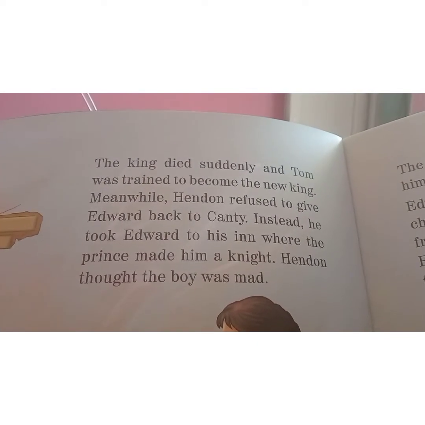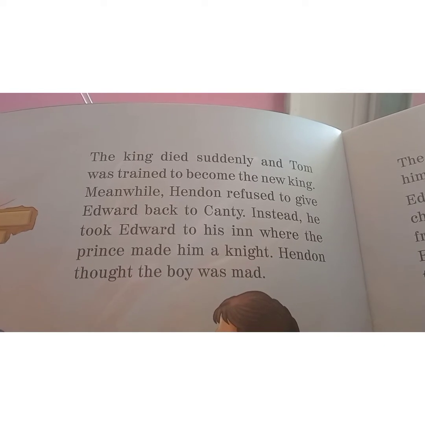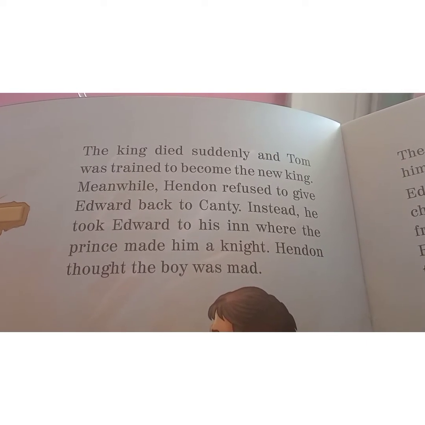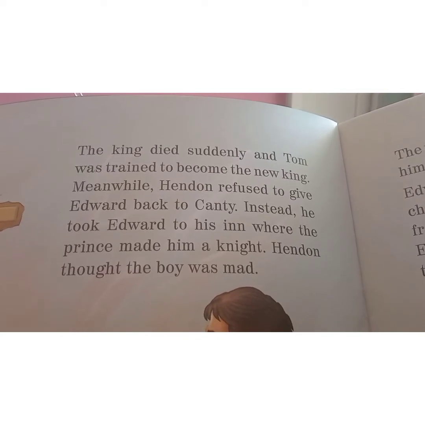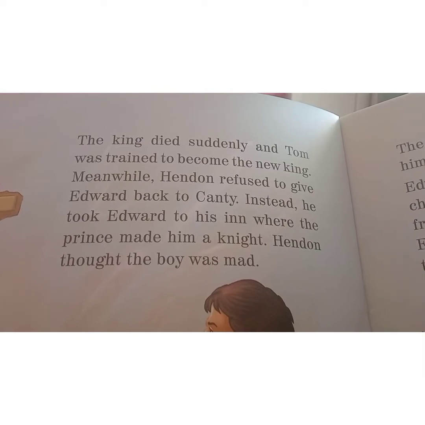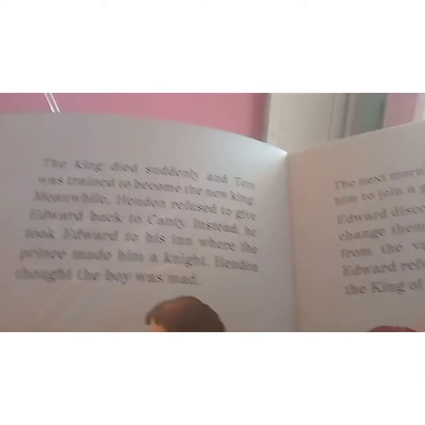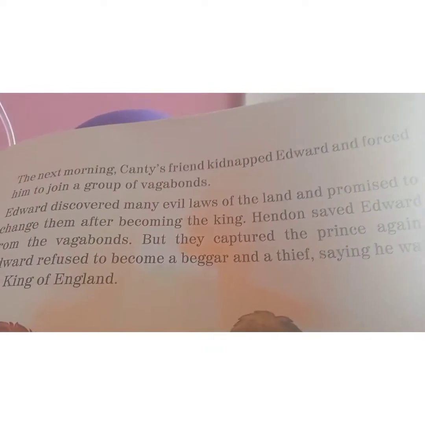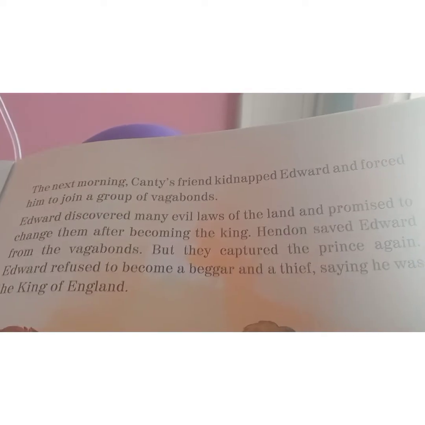The king died suddenly, and Tom was trained to become the new king. Meanwhile, Hendon refused to give Edward back to Canty. Instead, he took Edward to his inn, where the prince made him a knight. Hendon thought the boy was mad. The next morning, Canty's friend kidnapped Edward and forced him to join a group of vagabonds.